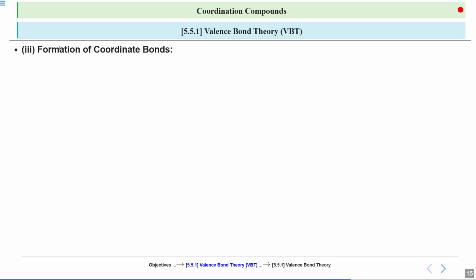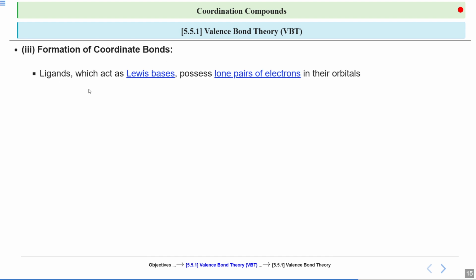Third major point is the formation of coordinate bonds. The ligands, which act as Lewis bases, possess lone pairs of electrons in their orbitals. Coordinate bonds mean the central metal ion and the ligands form a coordination covalent bond, right? The ligands that are bonding act as Lewis bases, and they possess lone pairs of electrons, so they donate those electrons to the empty orbitals of the central metal ion.